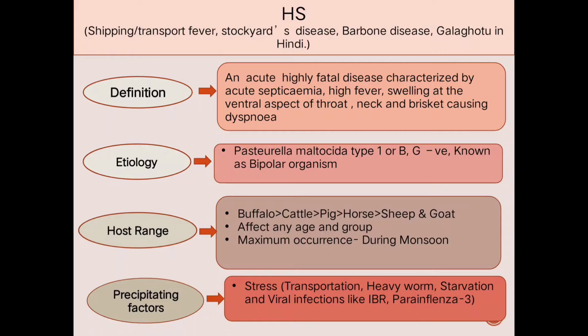It is commonly called transport fever, stockyard disease, Barbone disease, and Galagantu in Hindi. As you all know, Galagantu means any tumor-like growth or swelling at the neck. Gantu is a tumor, and Gala is the area beneath the neck region. So in this disease there will be accumulation of fluid, edema, at the ventral aspect of the neck. We specifically call it the brisket region. In that region there will be accumulation of fluid and swelling. Because of that it is called Galagantu.